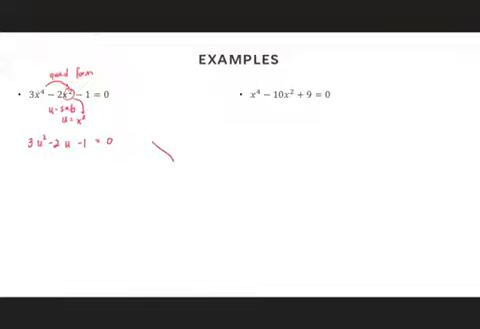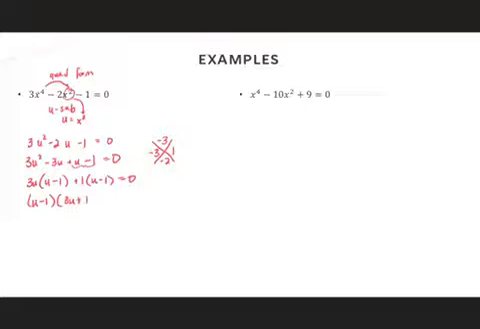Okay, so I need factors of 3 times negative 1, which is a negative 3, that add up to a negative 2. So it's going to be minus 3, positive 1. So this is going to be 3u squared minus 3u plus u minus 1. Take a 3u out of the first two, leaves me with u minus 1. From the second two, the only thing they have in common is a 1. So that leaves u minus 1. So u minus 1 times 3u plus 1.